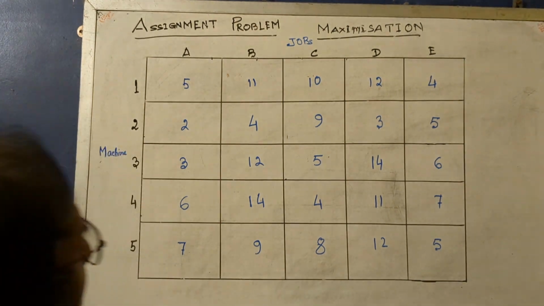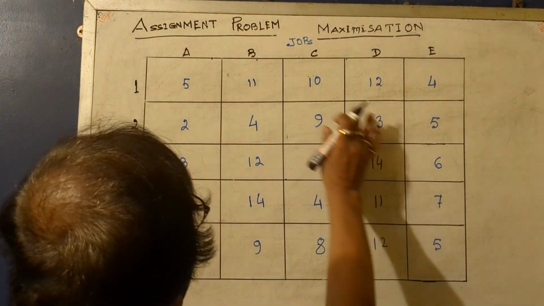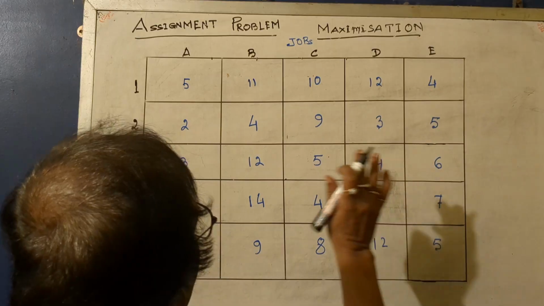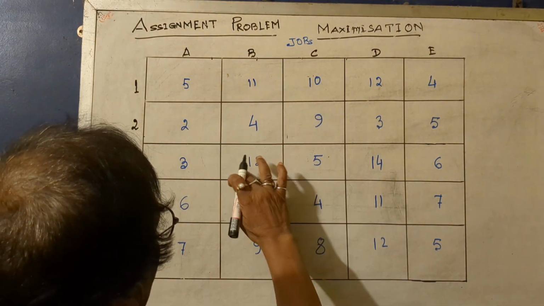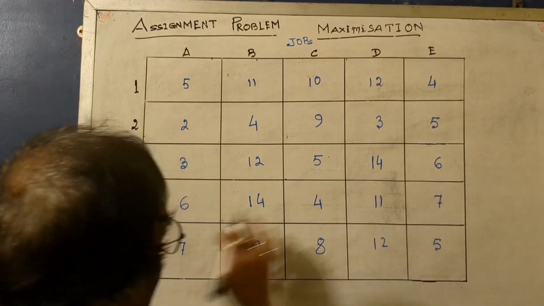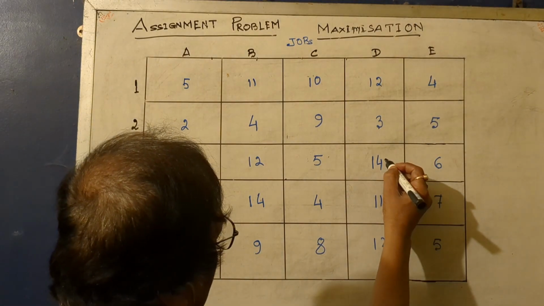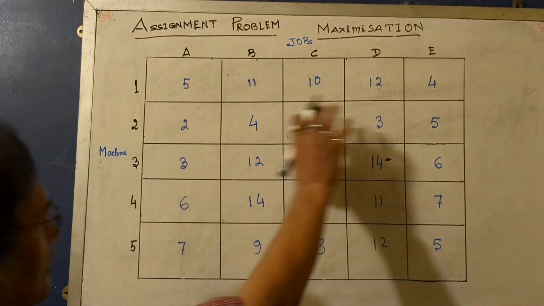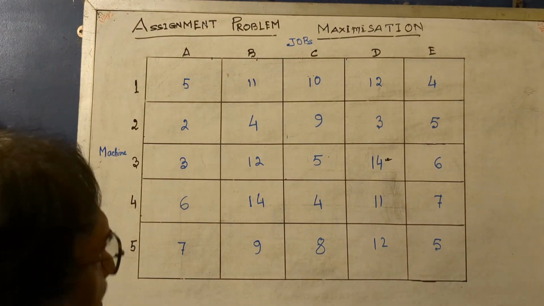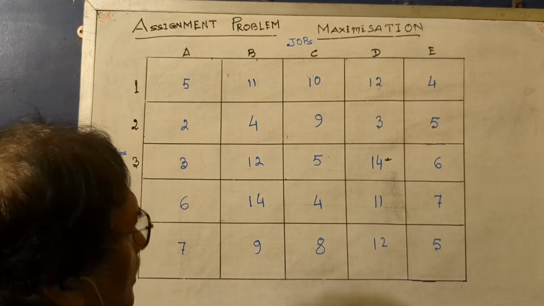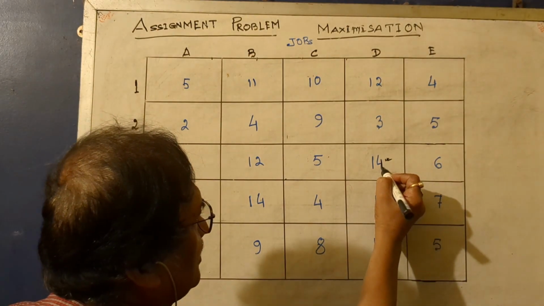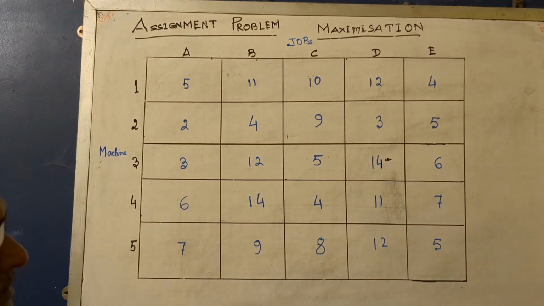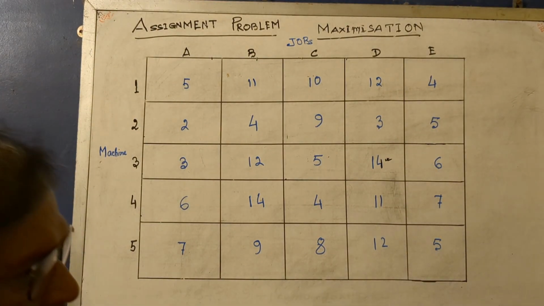How will you do it? You find out the maximum profit element from the figures, which is the maximum element. 5, 11, 12, 9, 12. You check which one is the maximum. In this case, 14 is the maximum. You subtract all the elements of the matrix from 14 and then prepare a revised matrix. This is the first step.